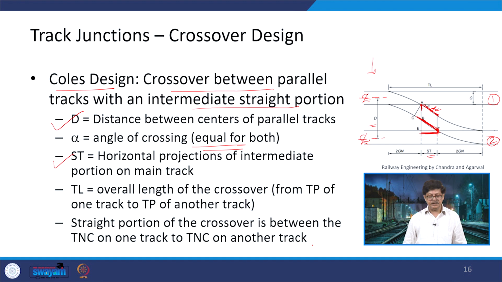Now, TL is the overall length of the crossover, and this overall length will be from a tangent point on one track to the tangent point on the other track. So, this is the total length. If we are considering up to this point, this is TL. And the straight portion of the crossover is between the TNC of one track to the TNC of the other. So, this is the TNC of track 2 and this one is the TNC of track 1. In between, that straight portion is being provided.